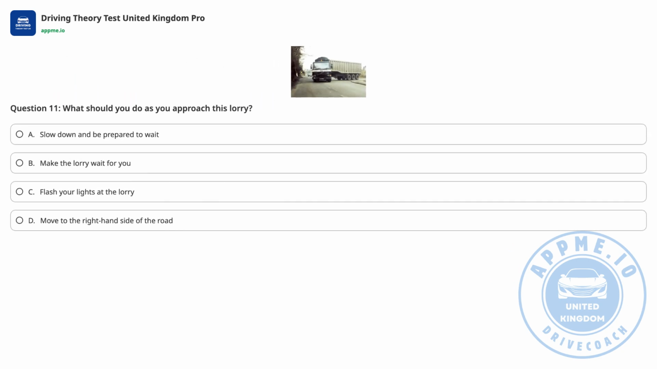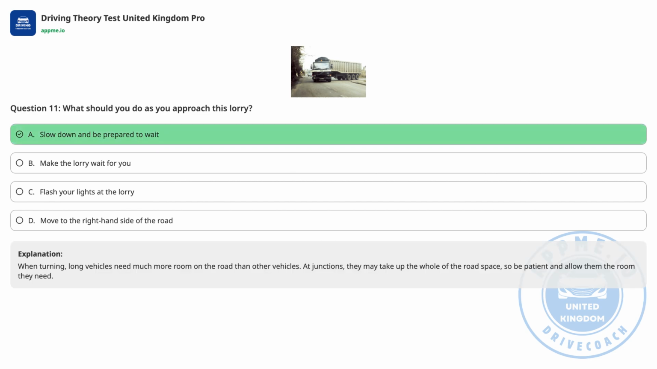Question 11. What should you do as you approach this lorry? A. Slow down and be prepared to wait. B. Make the lorry wait for you. C. Flash your lights at the lorry. D. Move to the right-hand side of the road. The correct answer is A.